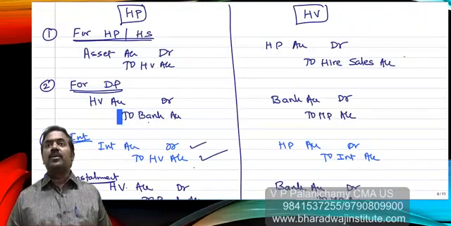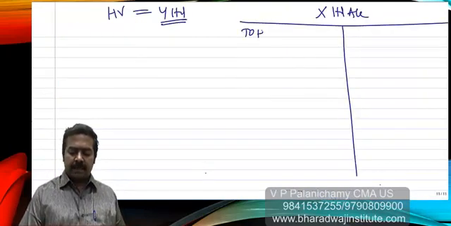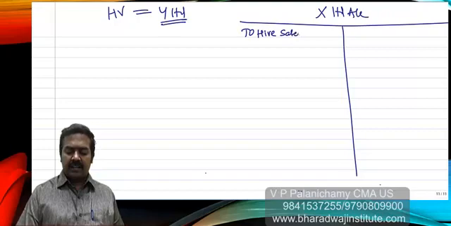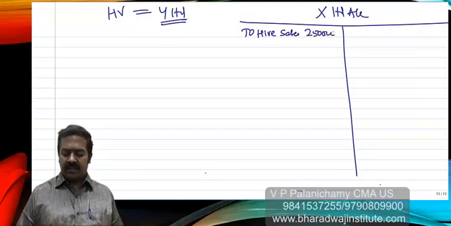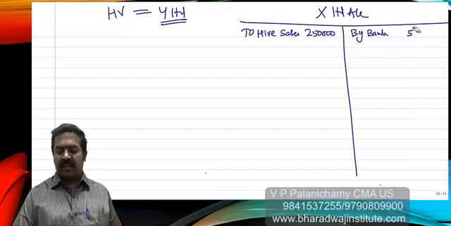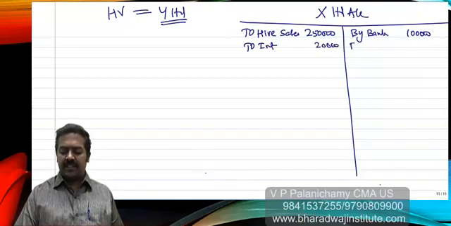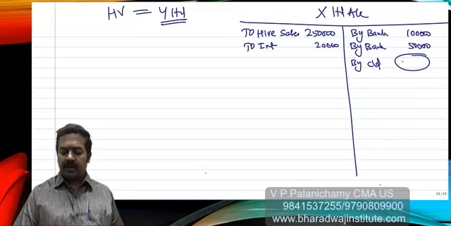Hire purchaser account debit to hire sales. How will this be posted? To hire sales 2,50,000. Then by bank, we collect the down payment. What is the down payment? 1 lakh. We collected the down payment. Then to interest for the first year, 20,000. By bank, we collect the first installment. What is the first installment? 50,000. Then by balance carry down will be 1,20,000. Like this, it will continue.